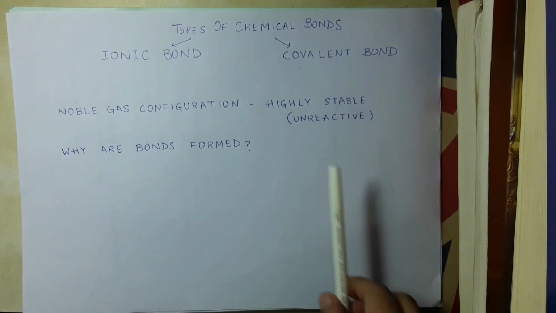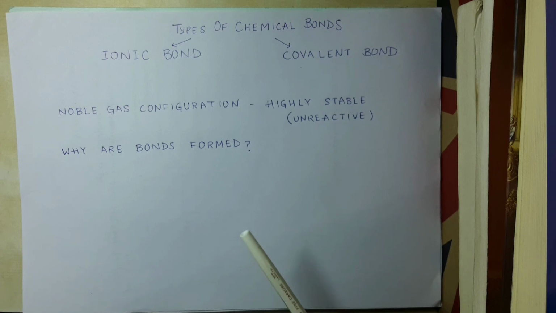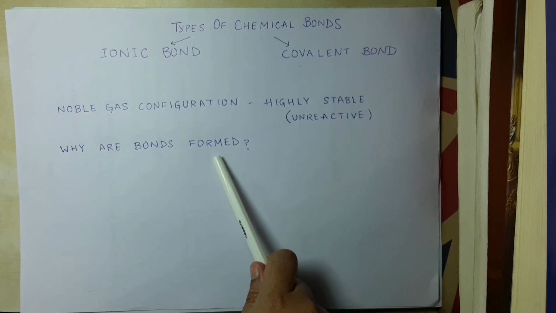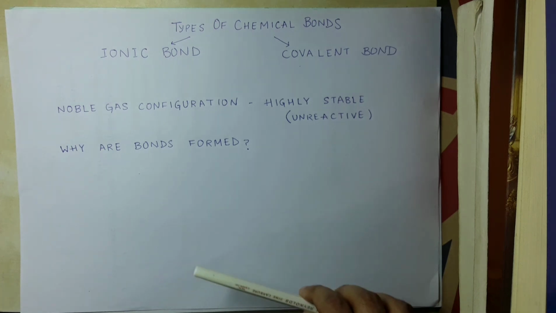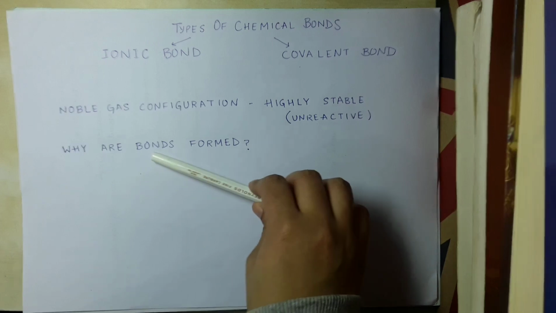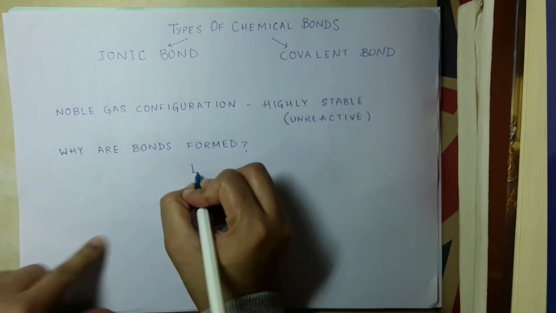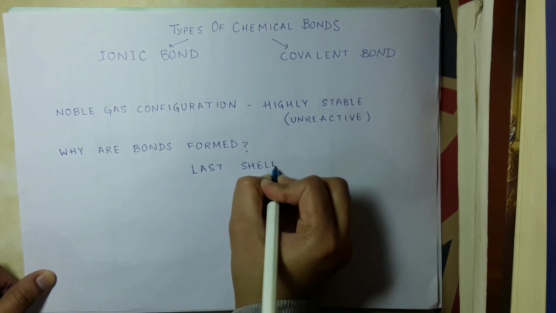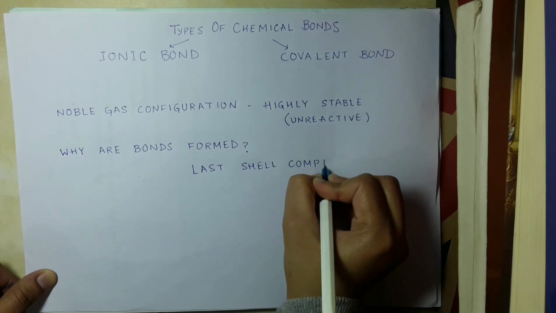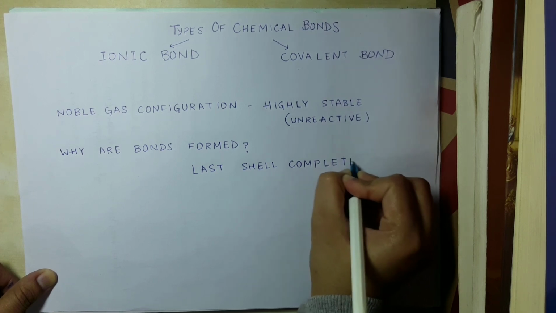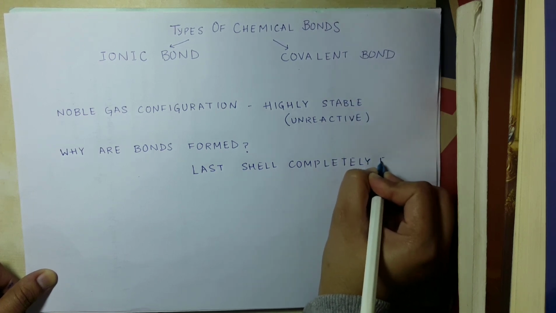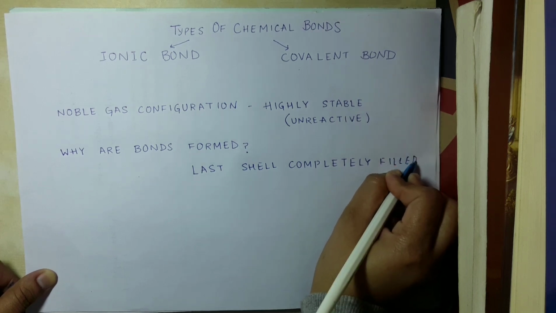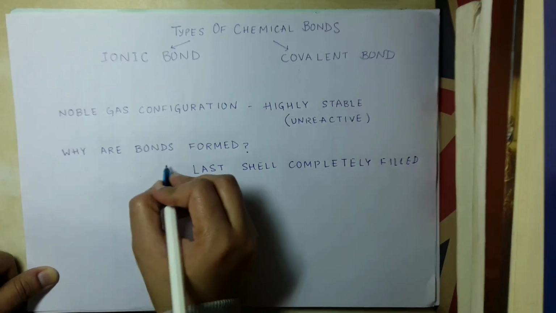So just to summarize what we have discussed so far: why are the bonds formed? Bonds are formed because all the elements want to become really, really stable, just like noble gases are. They all want the last shell to be completely filled. That's the reason that they all form bonds, right?